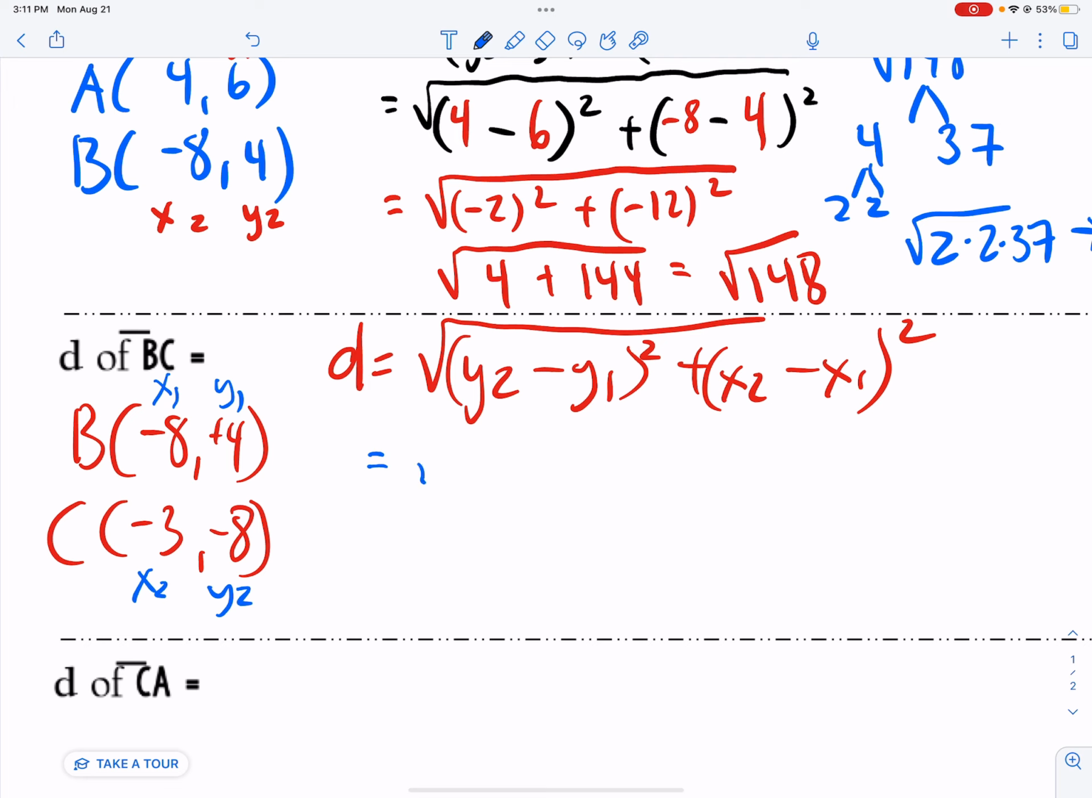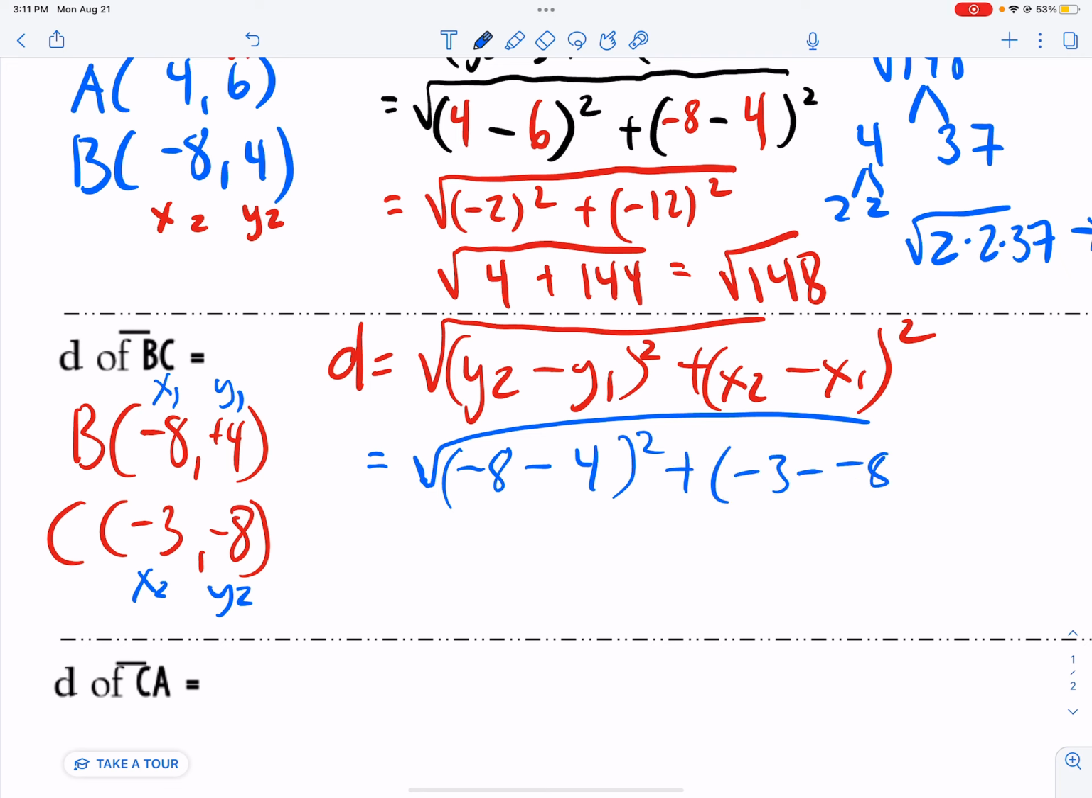So this is going to be the square root of (-8 minus 4) squared plus (-3 minus -8) squared. So be real careful here because both of these values are negative. It goes -3. This minus sign is from this minus sign. There's always a subtraction sign here, and then this minus sign is from this -8. So don't lose track of that. Some students go -3 minus 8, and they lose track of one of the negatives.